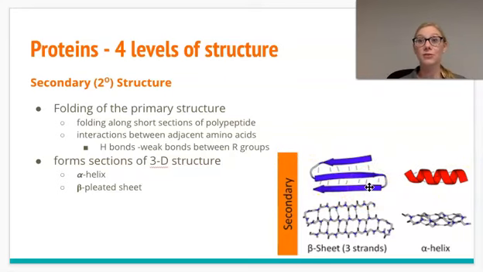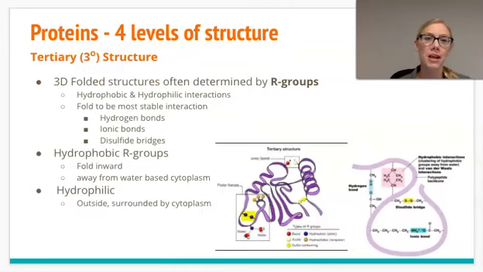And it looks kind of like if you took a piece of paper and you folded it into a fan, what it would look like. Proteins can have both of these in a protein itself, or just one of them. It can really vary. So that's your secondary structure. Your tertiary structure is then the 3D folding of this protein, and it's really determined by your R groups.